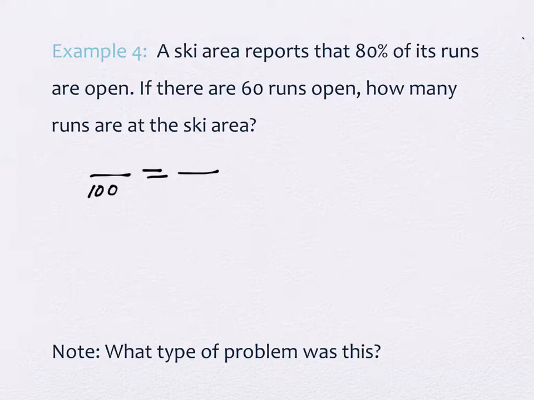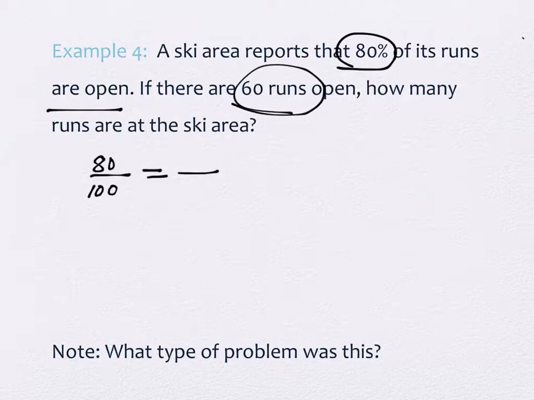Audience participation time. Nope, it's not 20. It's really the 80, because it says 80% are open and 60 runs are open. So 60 goes across from the 80. What we're trying to figure out is how many runs there really are. What corresponds to 100% of the runs? That would be the number on the bottom, across from the 100. So if I cross multiply here, I have 80x equals 6,000.